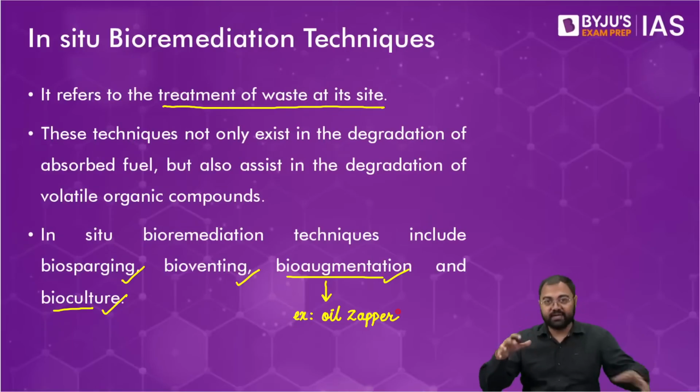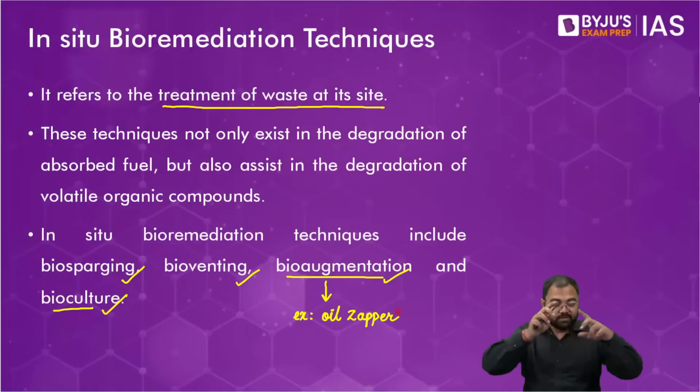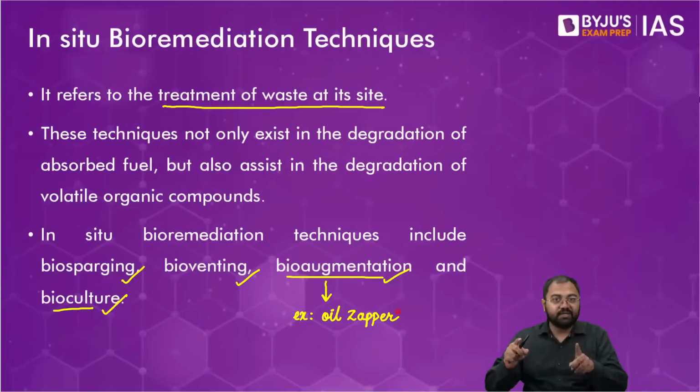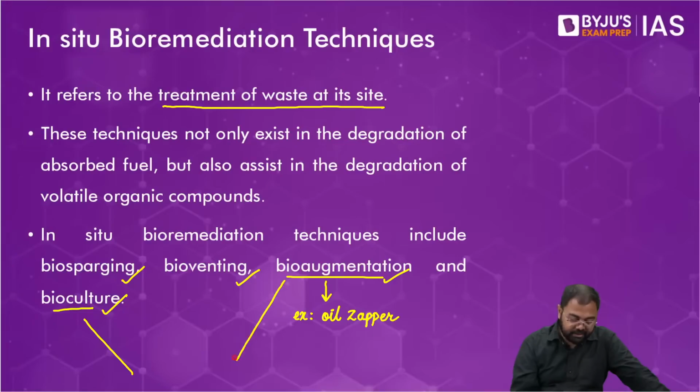So bioaugmentation is when you are taking the microorganisms to the site of contamination. In biosparging and bioventing, the microorganisms were already present, just that you wanted to enhance their activities. Correct. But in case of bioaugmentation and even bioculture, you are basically taking the microorganisms to the site of contamination, but yet the contamination is being treated at the site of contamination itself. All right.